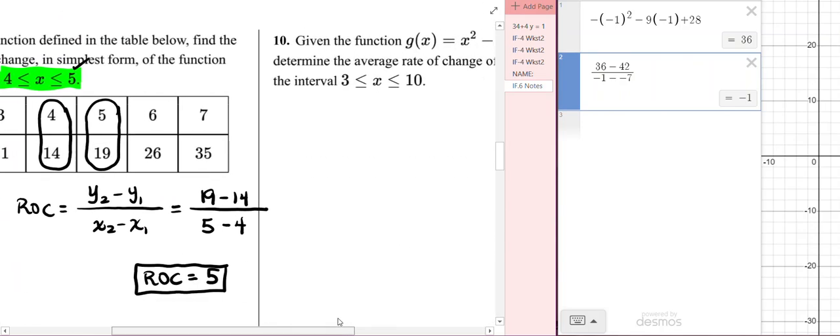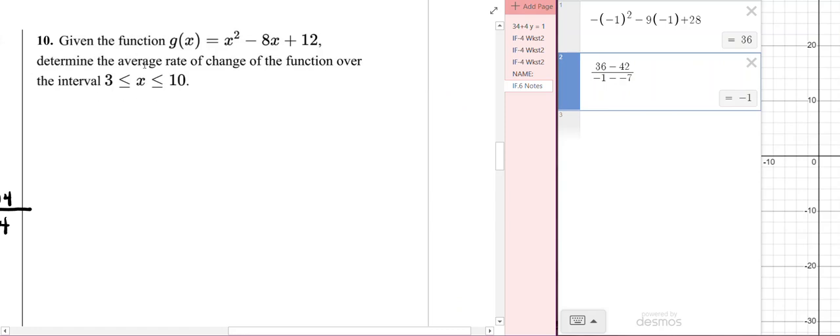Let's do this. Given this function, determine the average rate of change over the interval 3 less than or equal to x less than or equal to 10. We're going to have two points. Point number 1 is going to have an x of 3, but we don't know the y. Point number 2 is going to have an x of 10, but we don't know the y. Since these come from point 1, this is our x1 and y1, and since these come from point 2, this is our x2 and y2.